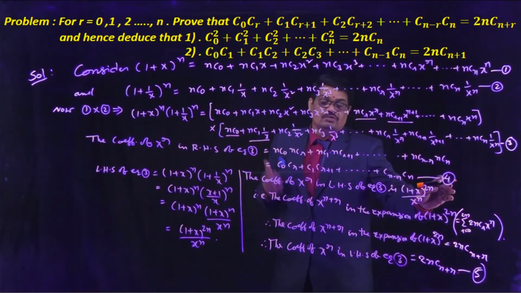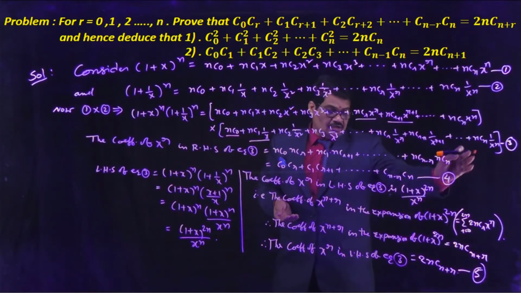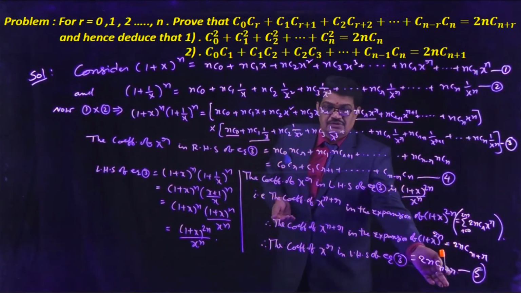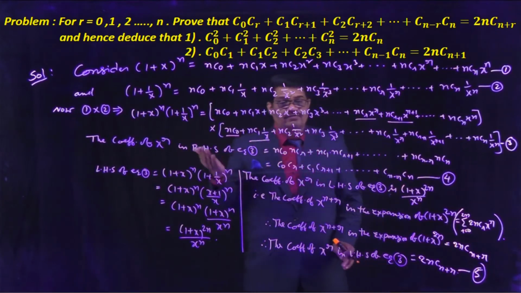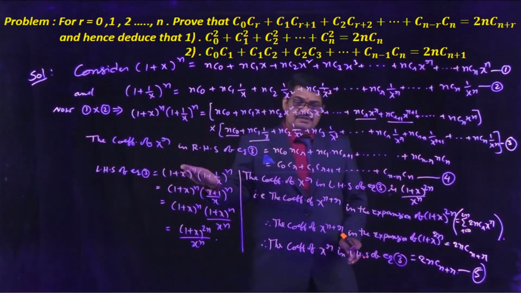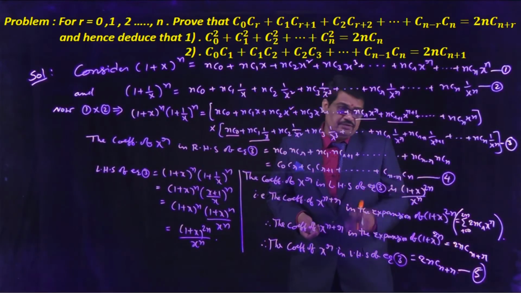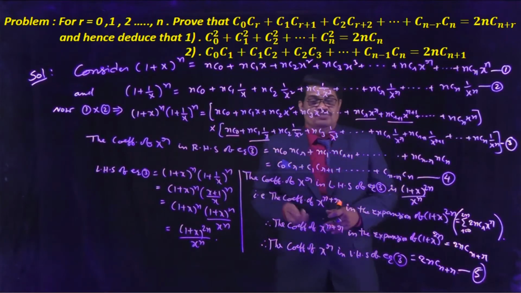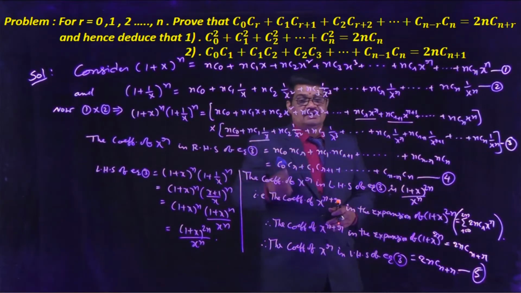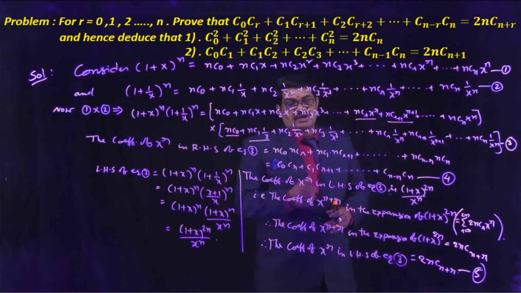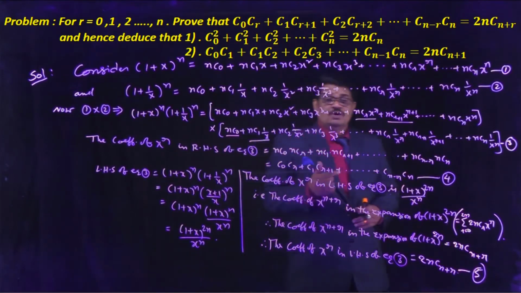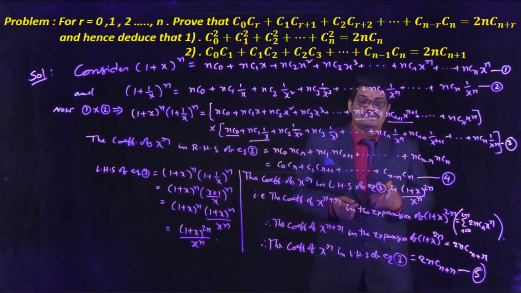Equation 4 is the coefficient of x to the power of r in the RHS of equation 3. And what is equation 5? Equation 5 is the coefficient of x to the power of r in the LHS of equation 3. Now from 4 and 5, these two are equal. Okay, now we are equating these two. We are getting the main result: C0 Cr plus C1 Cr+1 plus C2 Cr+2 and so on, plus Cn-r Cn is equal to 2nCn+r.